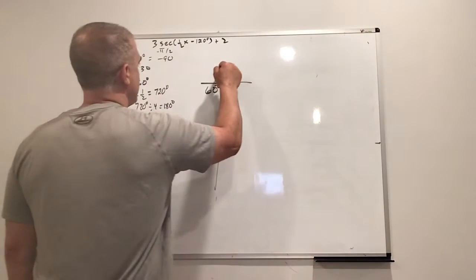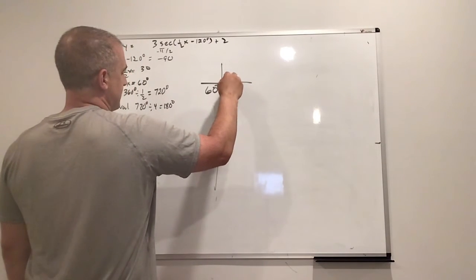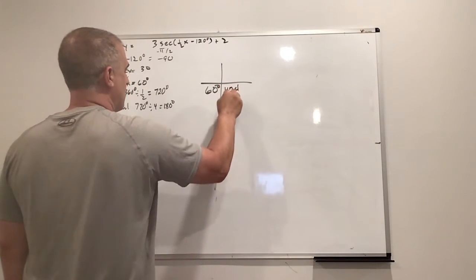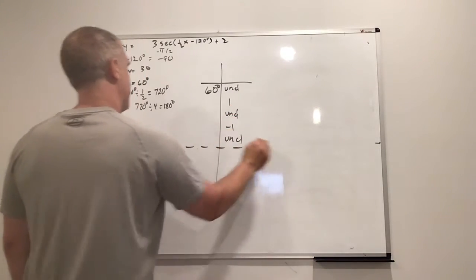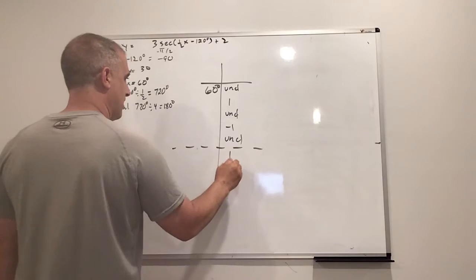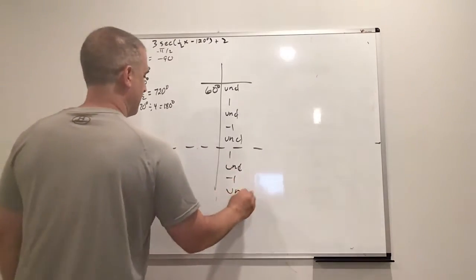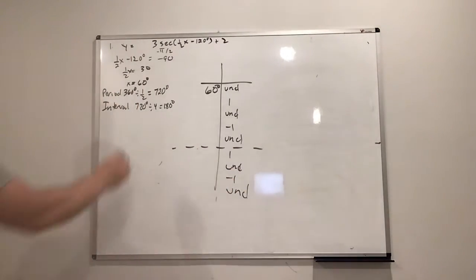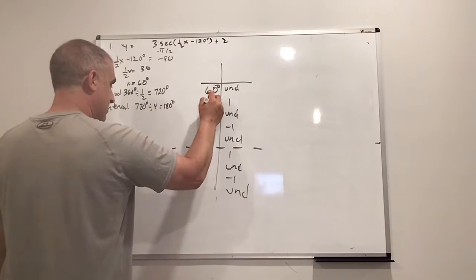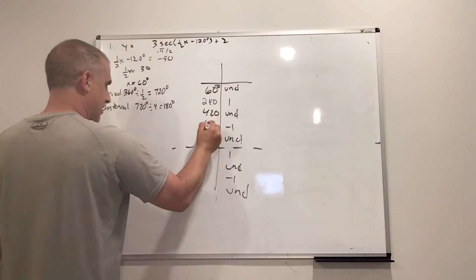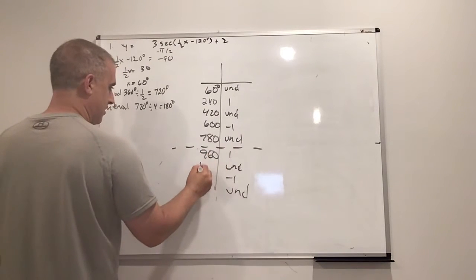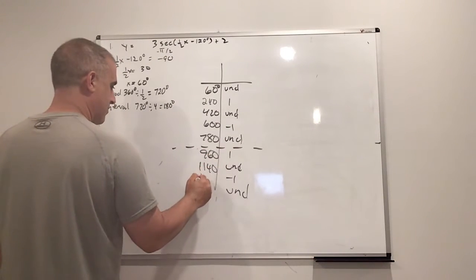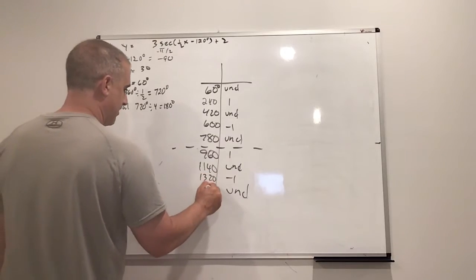For values, for secant, we have undefined, 1, undefined, -1, undefined. That's the first part, just continue it off. 1, undefined, -1, undefined. Okay, so I'd add 180 to all these, so it'd be 240, 420, 600, 780, 960, 1140, 1320, and 1500.